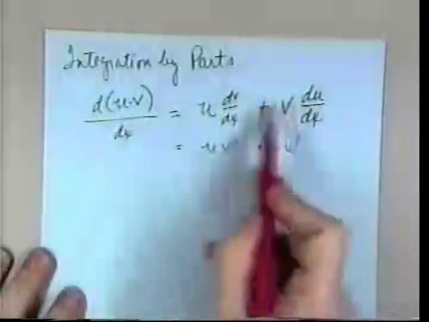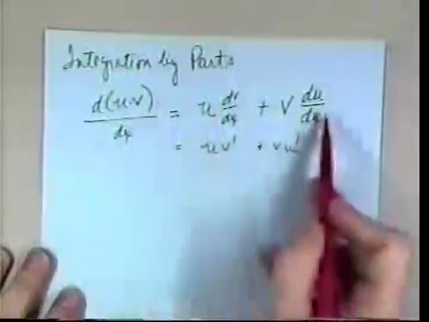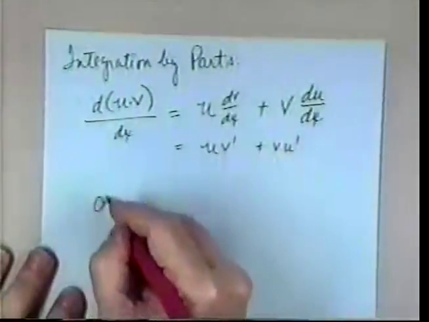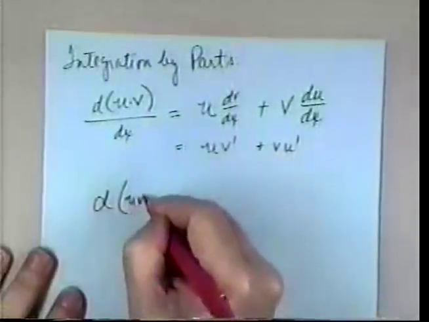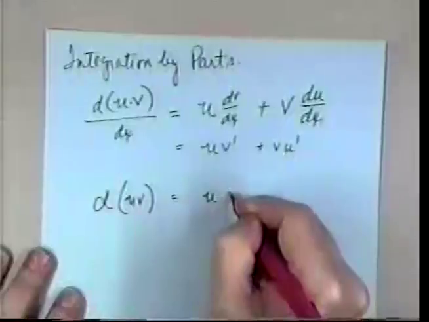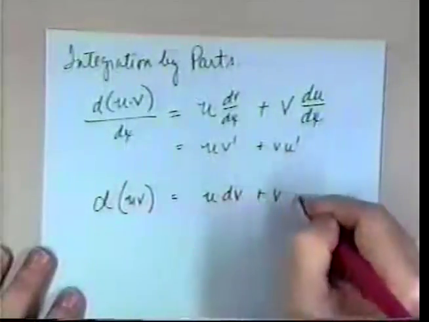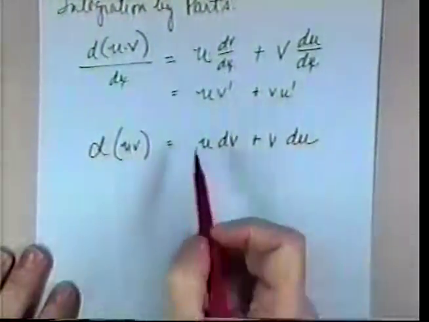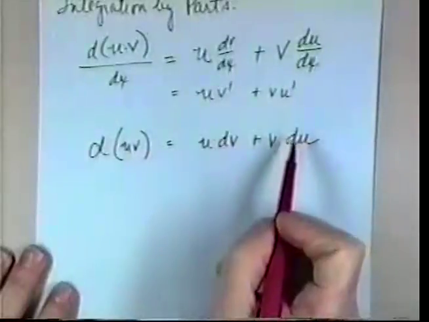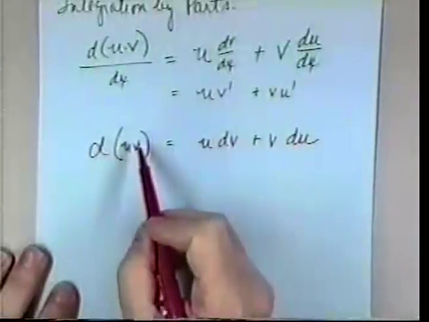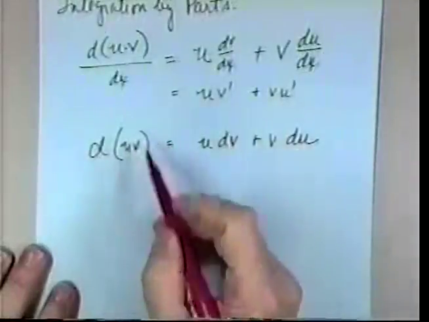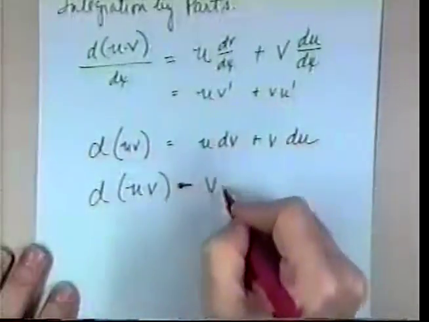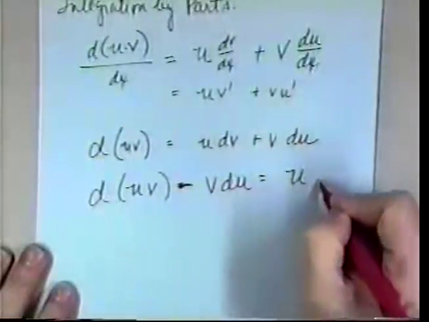Okay. So in the differential form, if we just remove the dx, we get d of uv is equal to u dv plus v du. Now I'm going to flip some stuff around here. The v du I want to take over to this side. It'll make it a minus v du. So I'll have d of uv minus v du is equal to u dv.